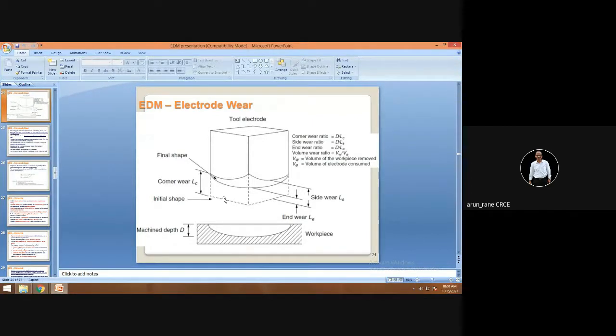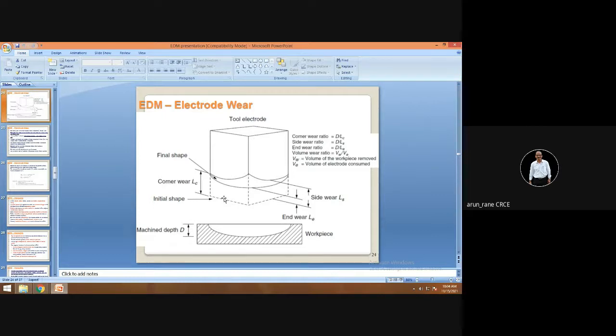Spark gap means the gap between, like suppose the size of the cavity is say 100 by 100, then if you have a spark gap of 0.5, your electrode size will be 99 by 99, so that you get a spark gap of 0.5 millimeter per side. And for finishing you have 0.1 spark gap, so the finishing electrode will be 99.8 by 99.8, so 0.2 is the total spark gap, 0.1 spark gap per side.